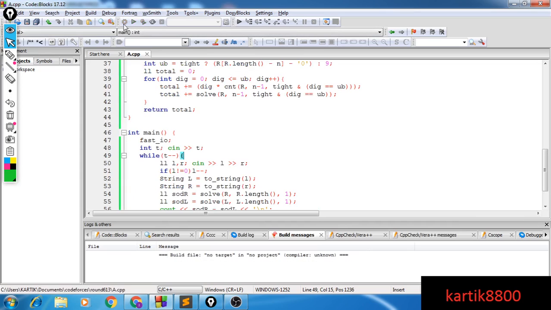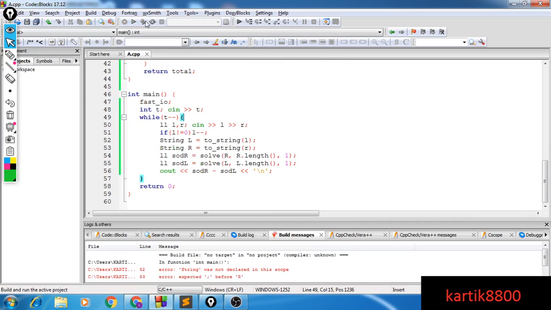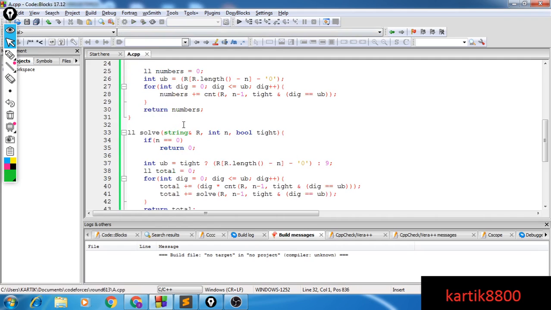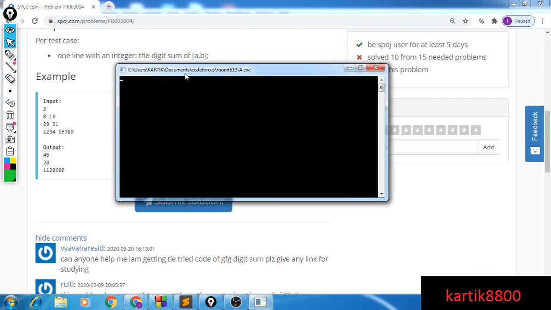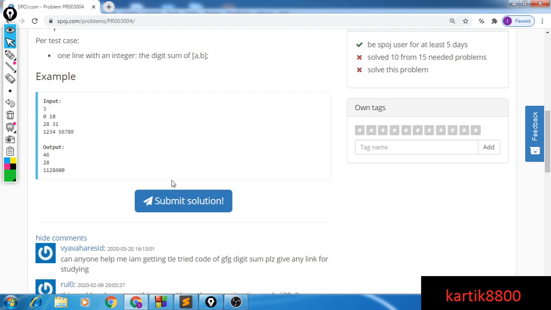Let's try running the code. String was not, oops. So we have 3 test cases available, 3, 0 and 10. Okay, 28, 31, 1, 2, 3, 4, 5, 6, 7, 8, 9. I guess this is the correct output. Nice, I'm happy.